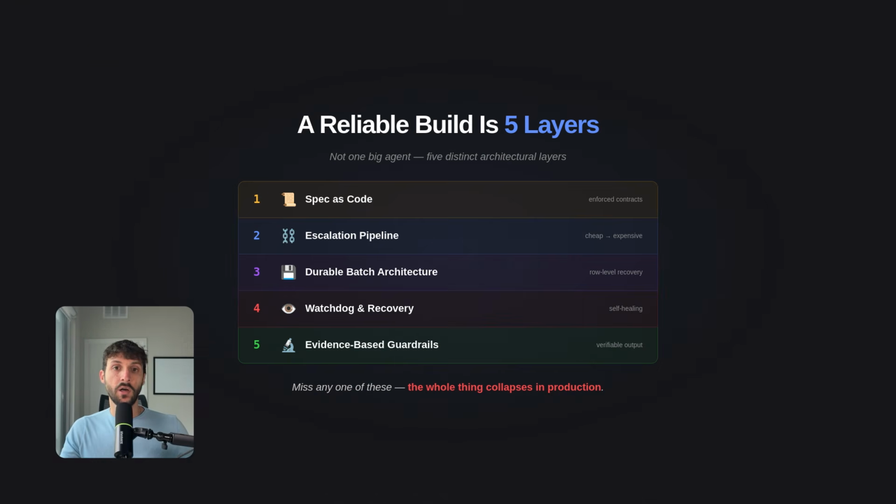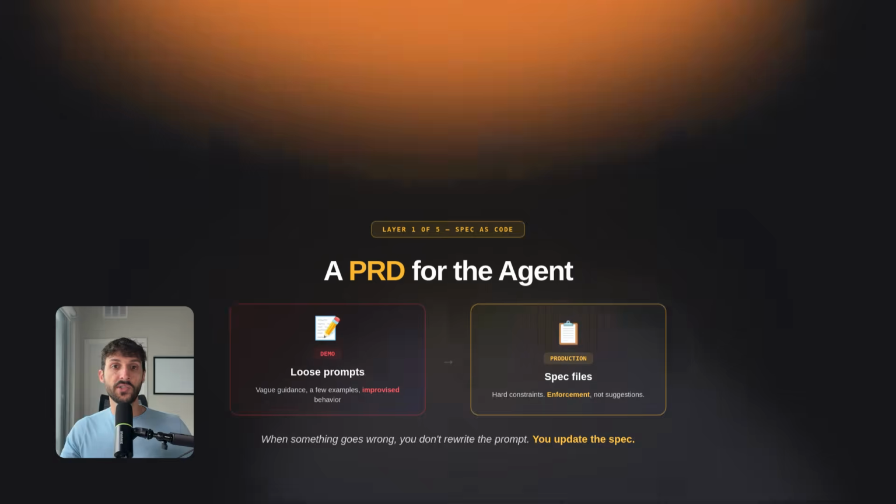A reliable OpenClaw build is not one big agent, it's 5 distinct architectural layers, and if any one of them is missing, the whole thing collapses in production. I'm going to walk you through all 5 using a real system, an automated classifier that processed 10,000 companies and figured out which applicant tracking system each one uses. Don't worry about the specifics. The same framework works for any high volume job where you need to process thousands of records and get verifiable answers. Pure B2B work, the kind of task a junior analyst would burn 3 months on. Let's start with the first layer.